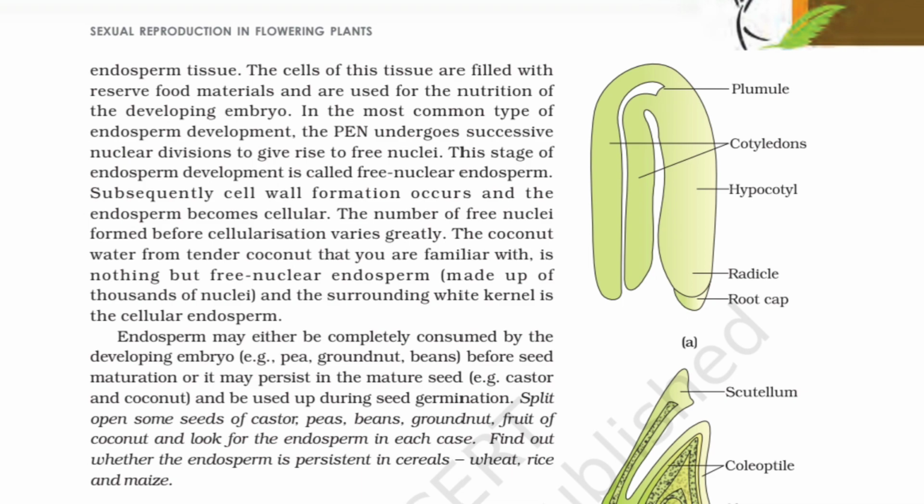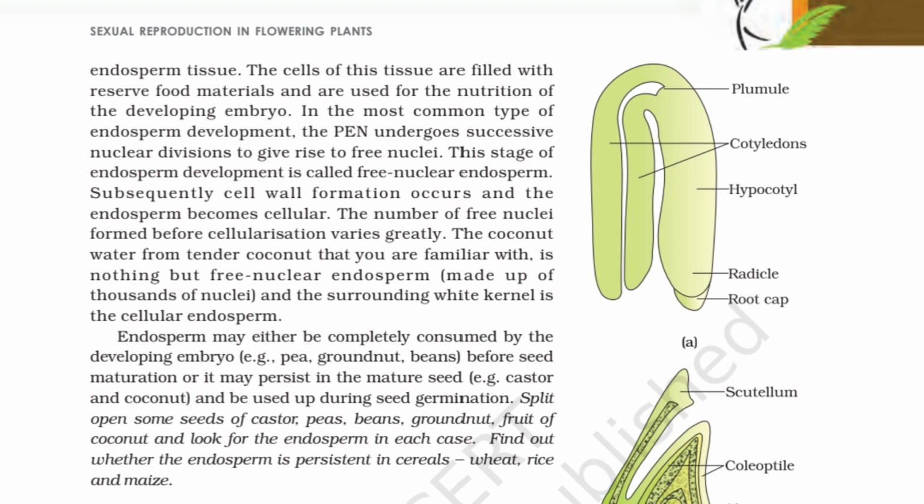nuclei. This stage of endosperm development is called free nuclear endosperm. Subsequently, cell wall formation occurs and the endosperm becomes cellular. The number of free nuclei formed before cellularization varies greatly. The coconut water from tender coconut that you are familiar with is nothing but free nuclear endosperm made up of thousands of nuclei, and the surrounding white kernel is the cellular endosperm.